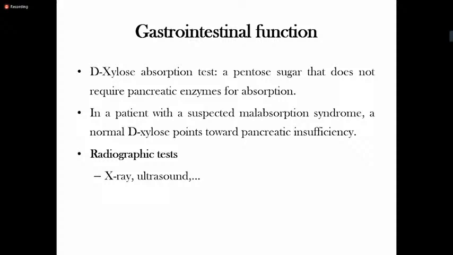Now, how do we assess gastric function? So gastrointestinal function, usually when we have malabsorption, we test it with what is called D-xylose. D-xylose absorption test. D-xylose is a pentose sugar that does not require pancreatic enzymes for its absorption.